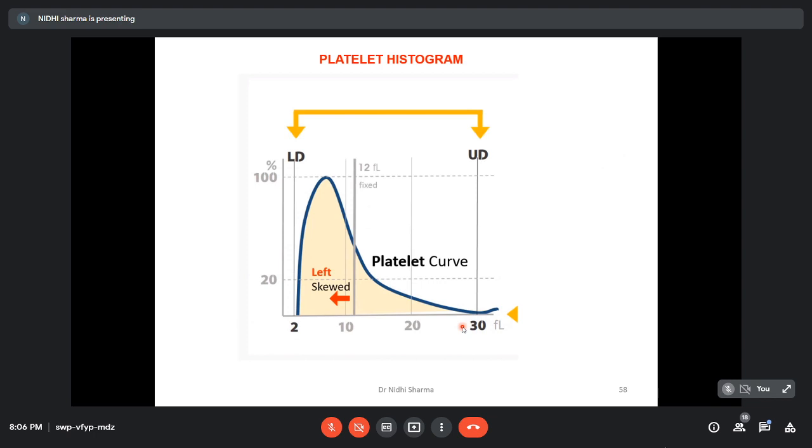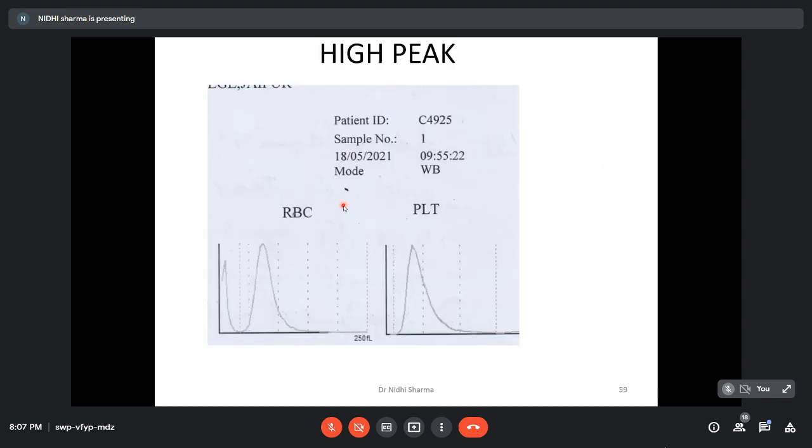Now, unlike the RBC histogram, the platelet histogram is always a little left skewed. This is because most of the platelets lie between this size, and very few of them will be of giant size, lying between 20 to 30 femtoliters. So it's not a typical Gaussian curve as in the case of RBCs when you're talking about platelets. The lower discriminator here is fixed at 2, and the upper discriminator is fixed at LD. Again, we are checking for the same things: whether both the ends are touching the baseline, and whether the number of peaks that we're getting are single or multiple.